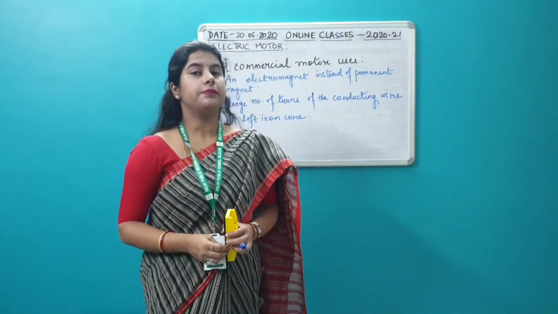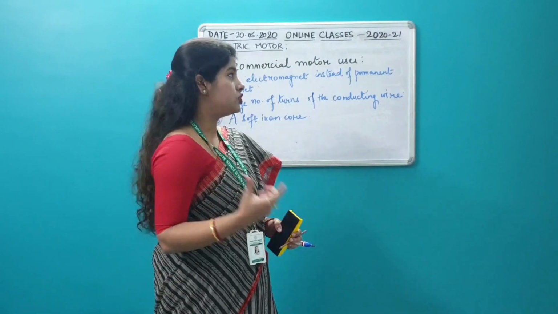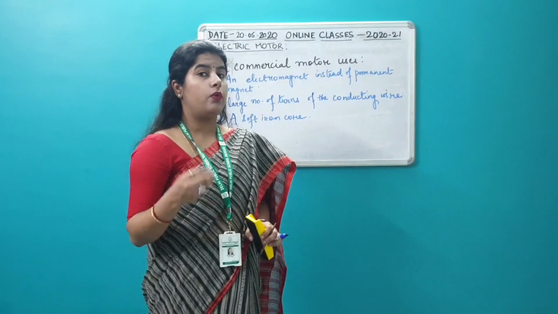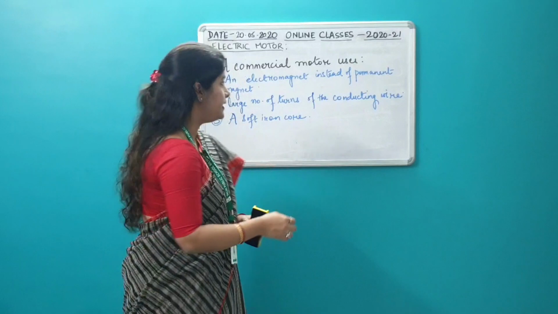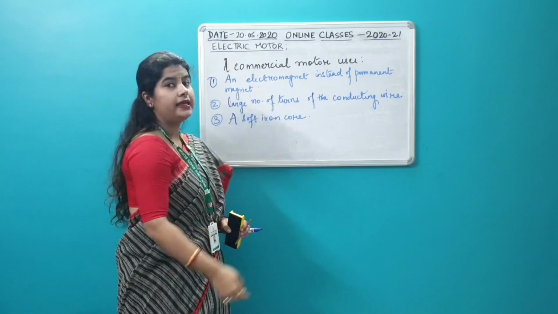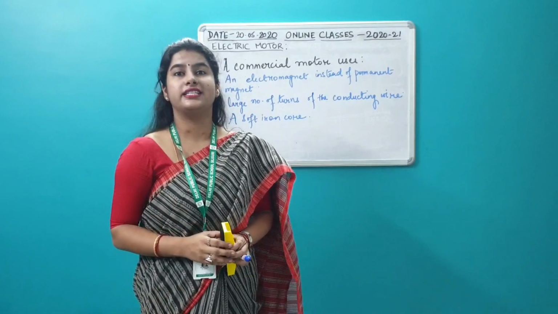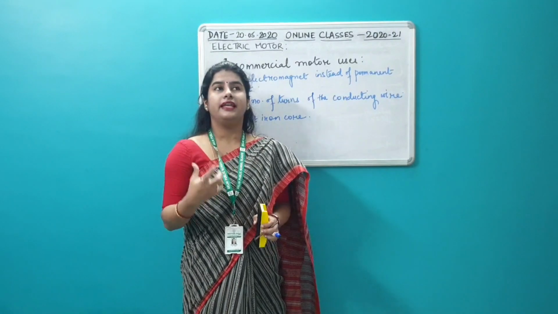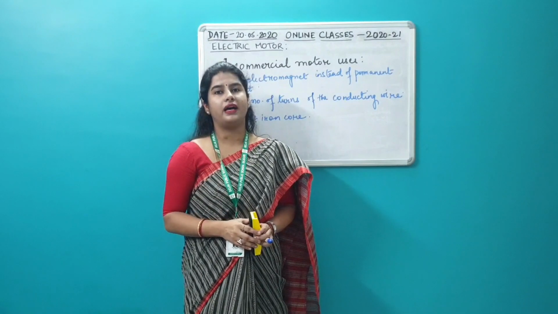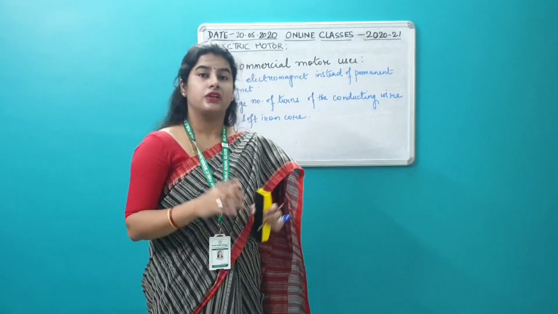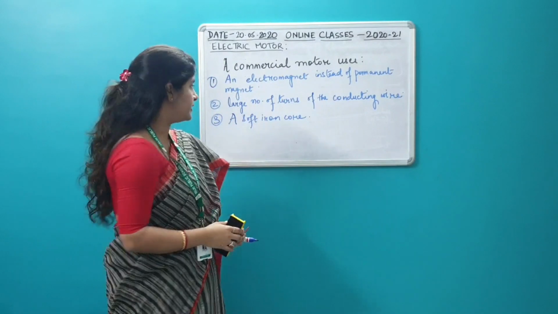After the electric motor, moving on to the next important topic related to the electric motor. What about commercial motors? What do they use? Instead of a permanent magnet, a commercial motor uses an electromagnet. I hope you know what an electromagnet is. It's a temporary magnet, and this electromagnet works like a magnet only when current is passed through it. So instead of permanent magnets, they use an electromagnet.